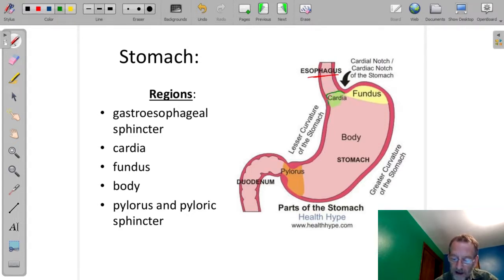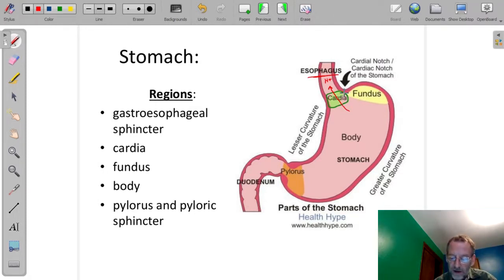I'm not exactly sure on the historical significance of naming it the cardia, but it is close to the heart. If there is gastric reflux and acid moves out of the stomach back up into the esophagus, the acid burns the esophagus and it feels like the heart's on fire, because the heart is right behind that. So perhaps that's the reason that this part of the stomach is referred to as the cardia.